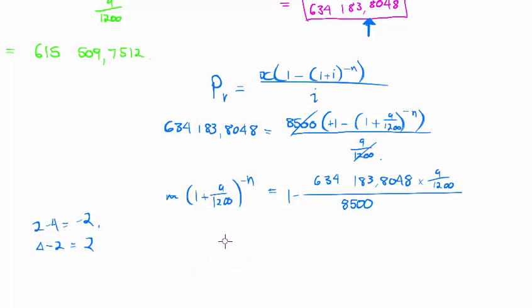Okay, and then how do we solve this? Logs. So negative n is equal to log, my base stays my base, 1 plus 9 over 1200, and inside here I now have that expression, 1 minus 634. You see how nice it would have been if you used your store and recall buttons here.